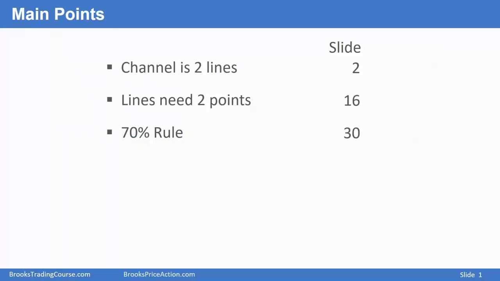A channel is simply 2 lines that contain the price action. And to draw a line, you need 2 points. I'll finally talk about the 70% rule, which means that if there's a breakout of a channel, up or down, it does not matter if it's a bull or bear channel, there's about a 70% chance that the breakout will fail and reverse and go to the opposite side of the channel within about 5 bars.